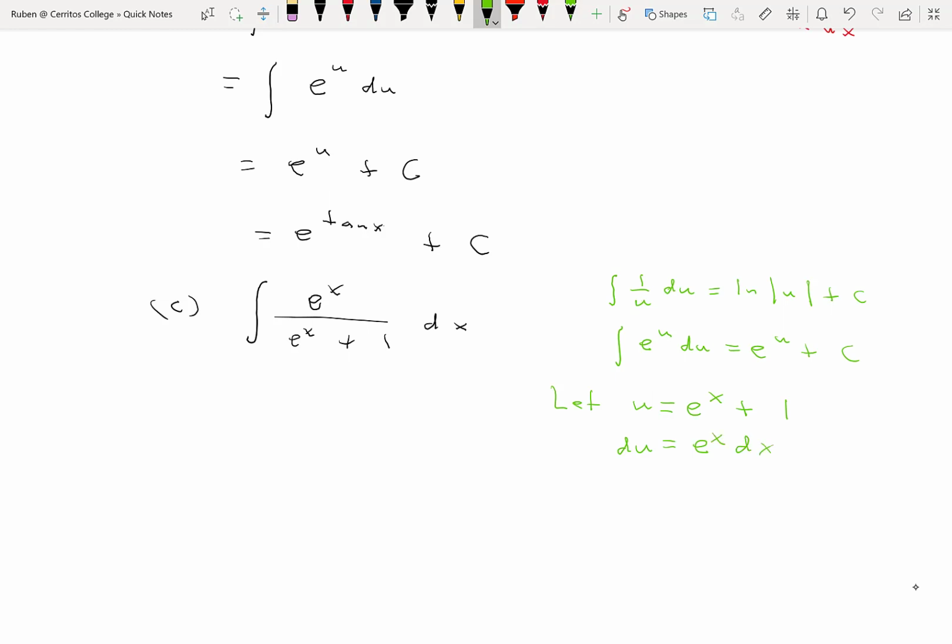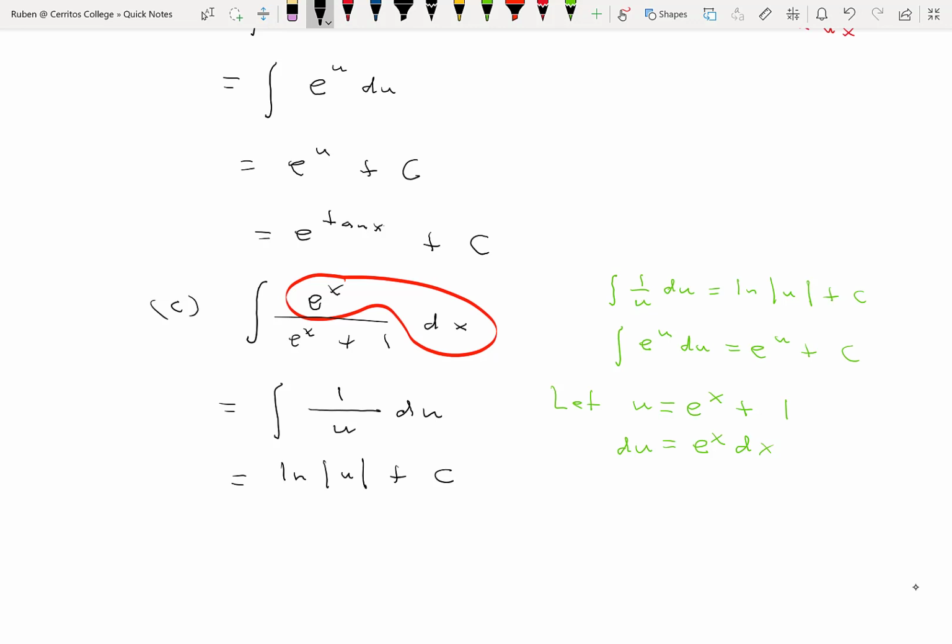So our integral transforms into the integral of 1 over u, and e to the x dx, what is that? What is e to the x dx? It is exactly du. Okay, so this becomes the natural log of the absolute value of u plus a constant. u was e to the x plus 1.